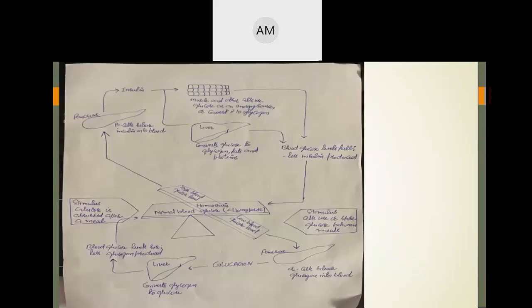Then look at this. If we look at this diagram, yeah. If we look at this, hello, can you guys hear me? Hello.